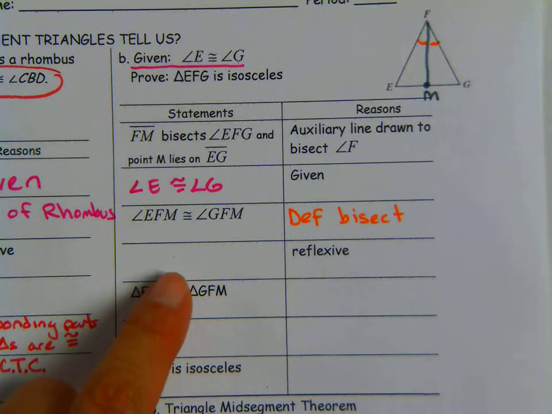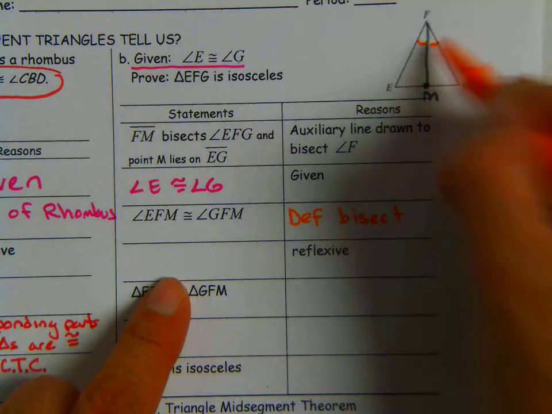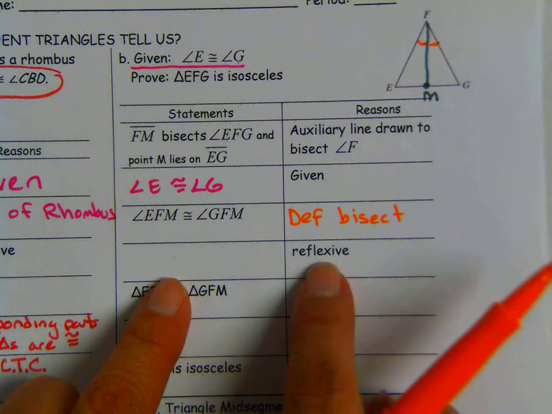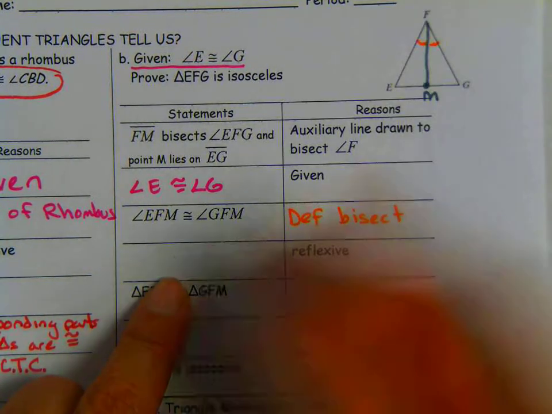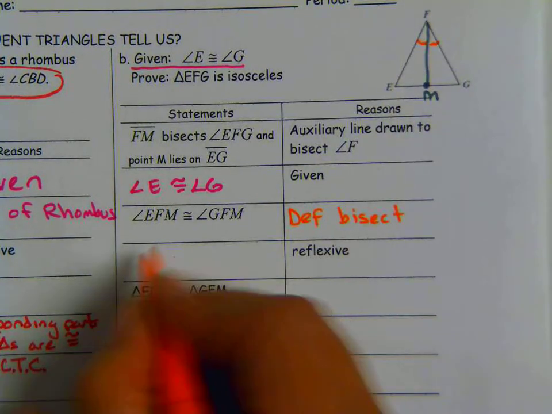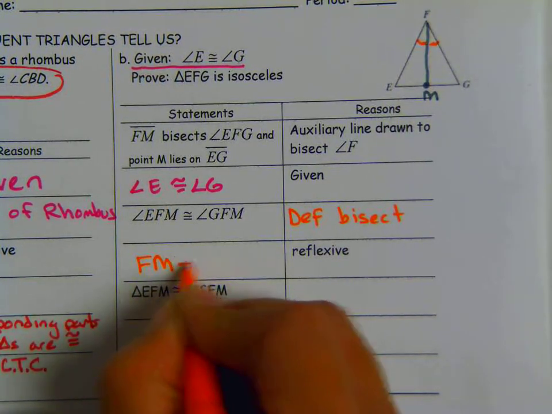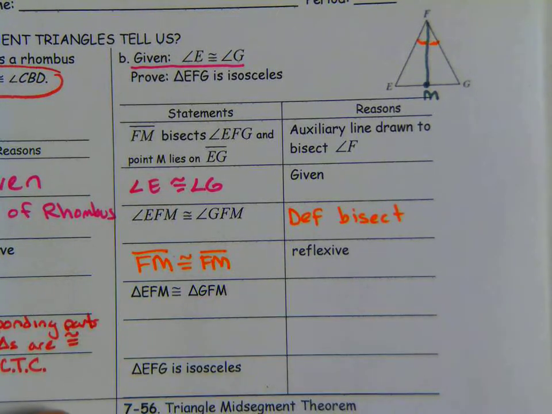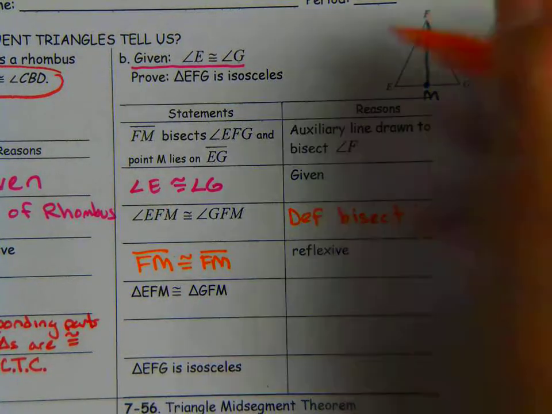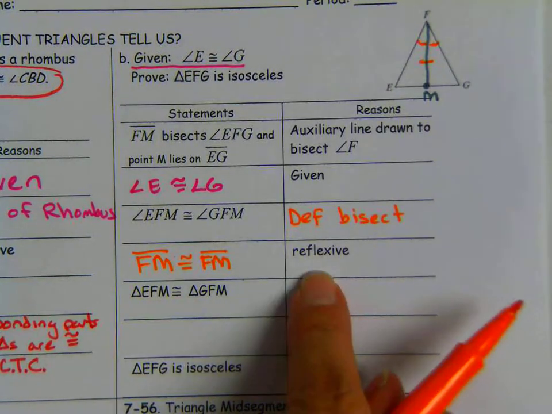All right, next one down. Again, I made sure I dirtied the picture. I know it's reflexive, so I'm looking for something that's being shared. Well, both of these triangles share FM. So FM is congruent to FM, line segment. So I'm going to put the lines right above it. So I know that because they are reflexive. They share the same side.